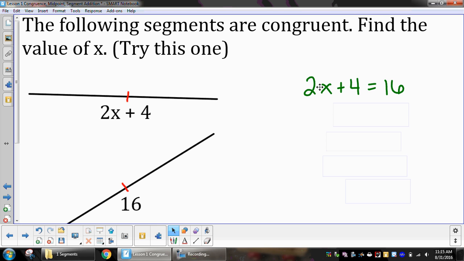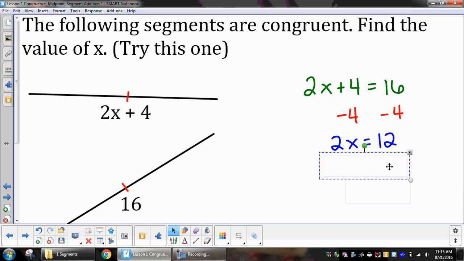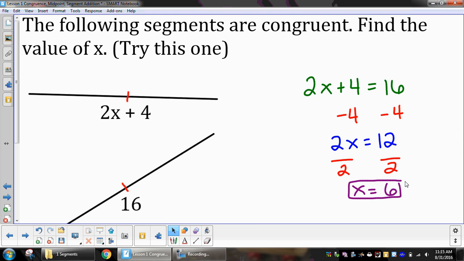So these two segments are congruent. I told you they are, and I also have the two red slashes there. So I can just say that their lengths are equal to each other. And I can just solve this equation, and I can find out that x is equal to 6.